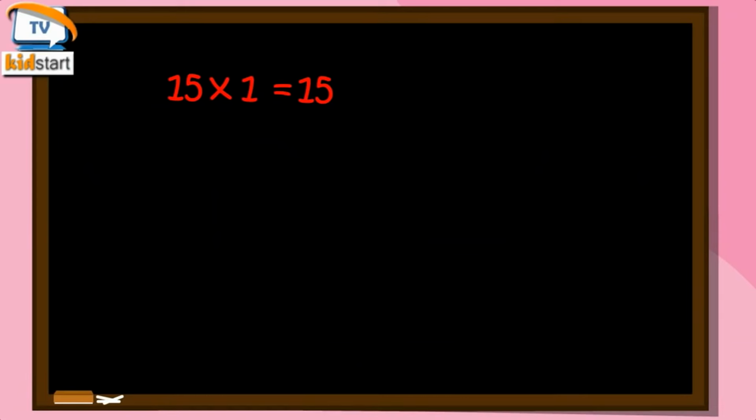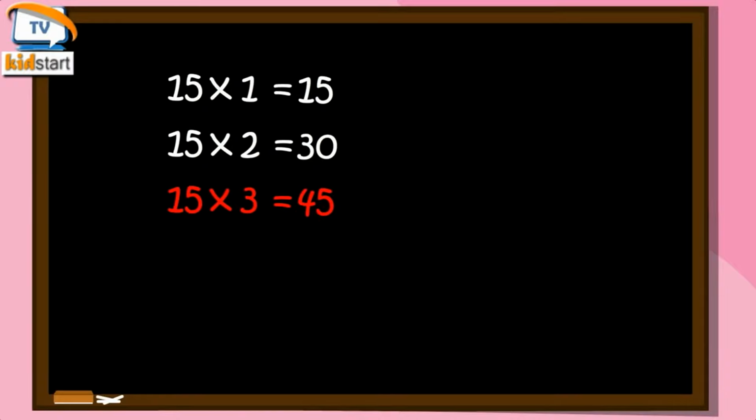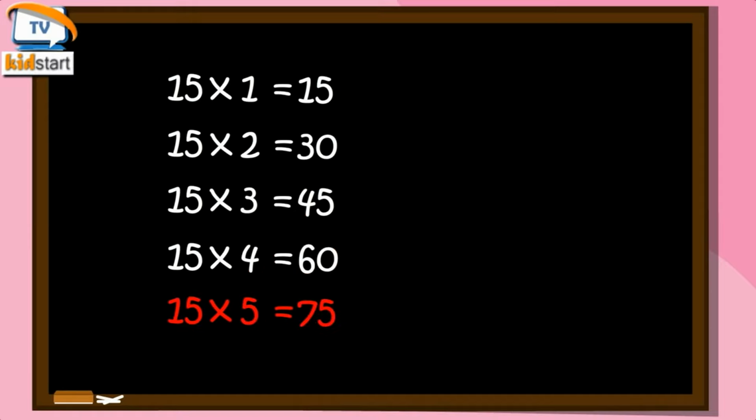15 ones are 15. 15 twos are 30. 15 threes are 45. 15 fours are 60. 15 fives are 75. 15 sixes are 90.